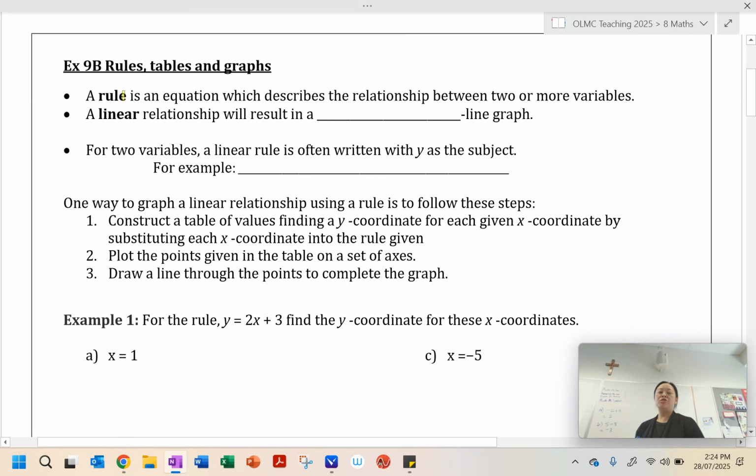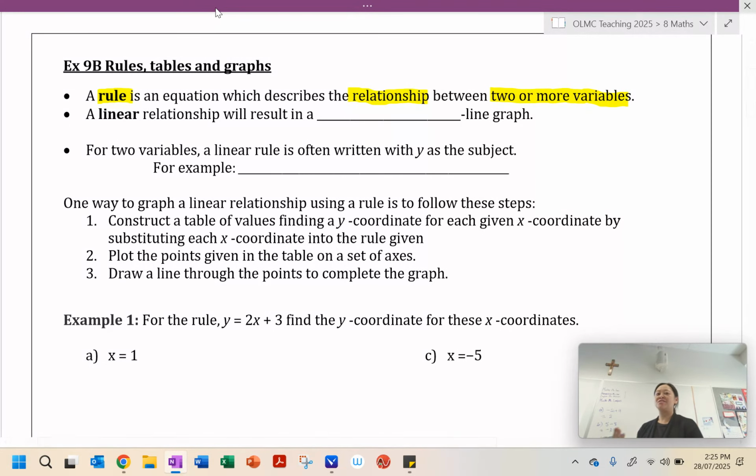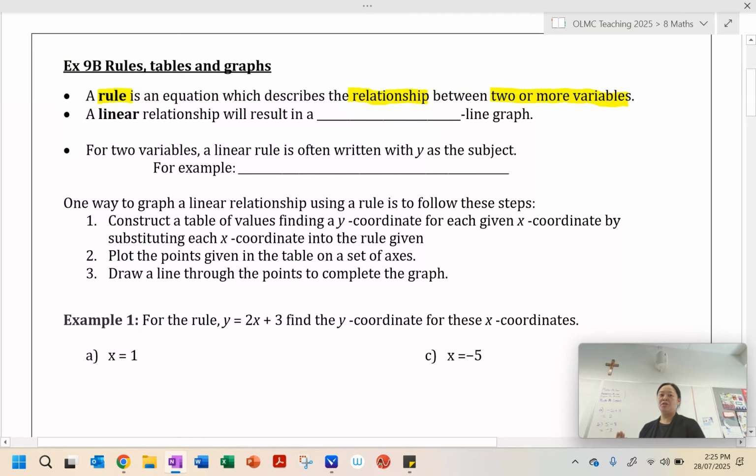So when we look at rules in particular, you've kind of done this in our last topic when we did equations without knowing, right? So a rule is an equation that describes a relationship between two or more variables. And when we talk about variables, we're talking about the letters like X and Y. They're the two main ones we're going to look at. But any letters that are in an equation together, we're actually talking about relationships.